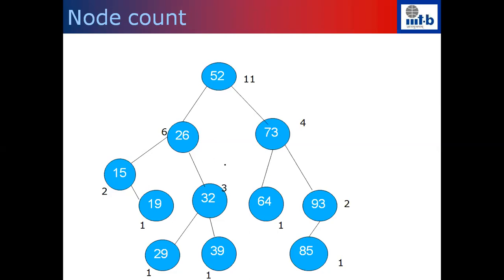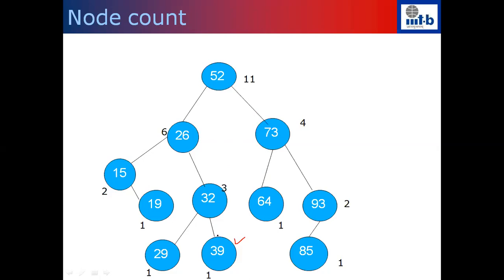So let's come back to the question of how to find the rank. I'll take an example. Let's say that I want to find the rank of 39, right? From this example, you can see that the rank of 39 is 6, because there are nodes which are bigger than 39. Those nodes are 82, 95, 93, 64, 73, and 52. So the rank of 39 is 6.